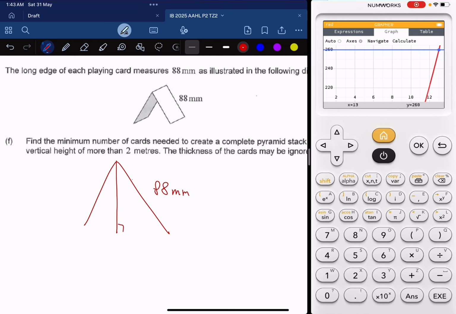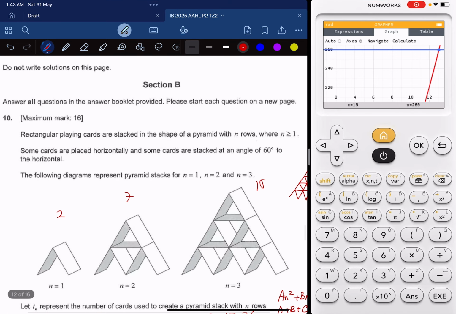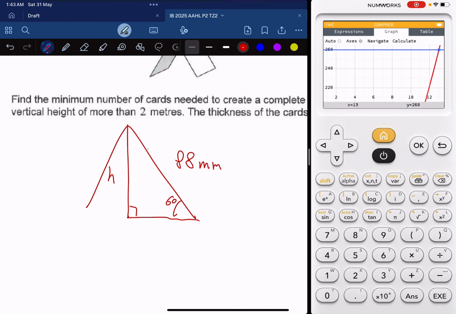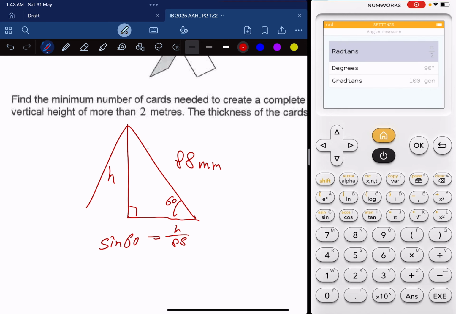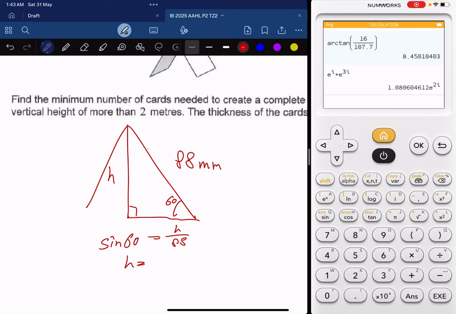So let's try to find the height first. The height is important, okay? Because when you find a tower that's more than 2 meters, right? So we go to the top. So what's the angle? Oh, 60, right? So this is 60. So find the height first. So the height is sine 60 equals h over 88. Okay, so this is in degrees. Make sure you change it back to degrees first, or else the whole thing will be dead. Okay, so h would be 88 times sine 60. Okay, 76.21 basically. So 76.21 mm.